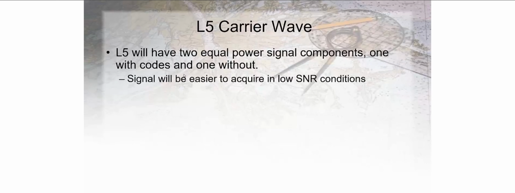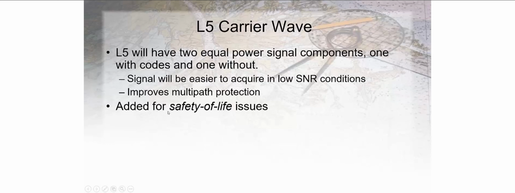The L5 frequency has 2 components. It has one with codes and one without. It's important that we have the one without because it'll actually be easier to acquire in low signal to noise ratio conditions. It'll actually improve multipathing protection. It's there for the safety of life issues.